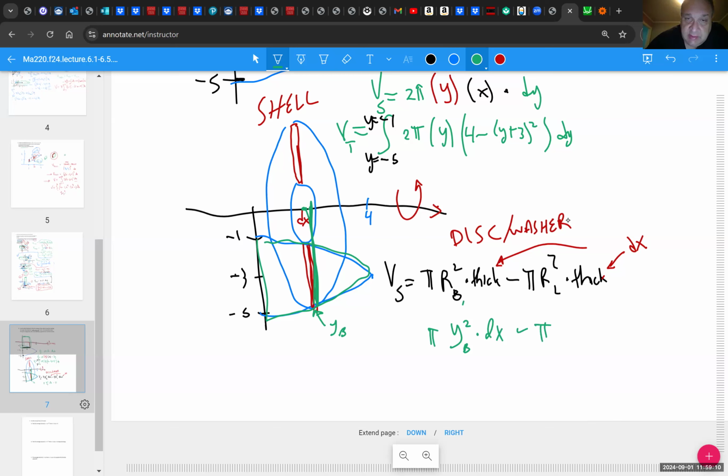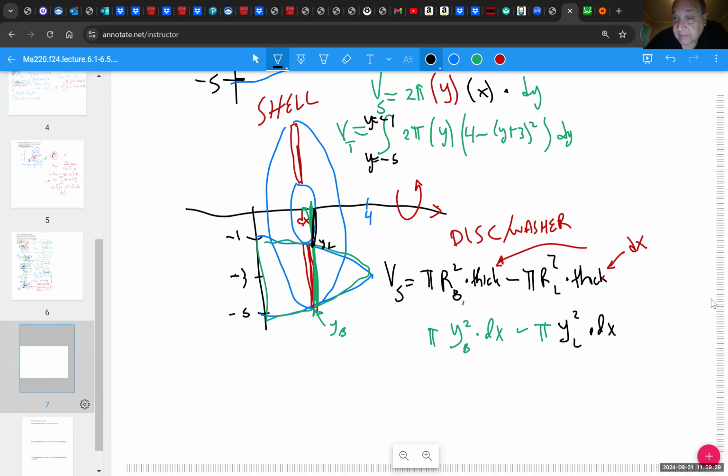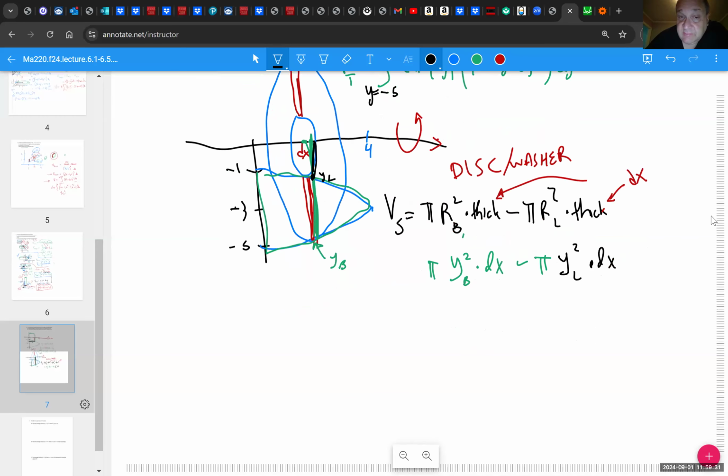And the little radius is from here to here, which is this y little, going to 0. So it's going to be our little y squared times dx. Everything's got to be in terms of dx because our differential is in terms of x. So everything's got to be in terms of x's. So we need to convert this y thing here and here into x's. So we're going to have everything in terms of one variable. So what is this big y function?